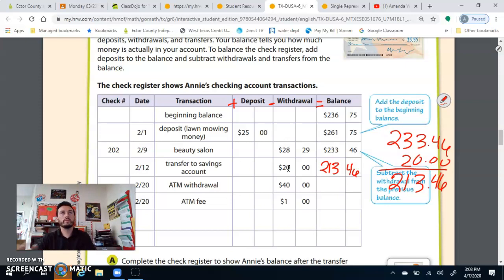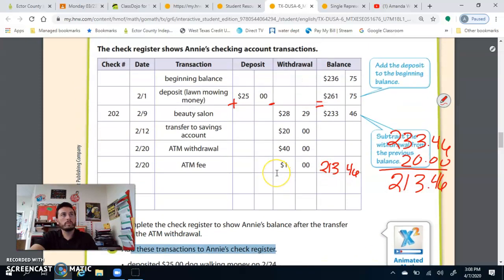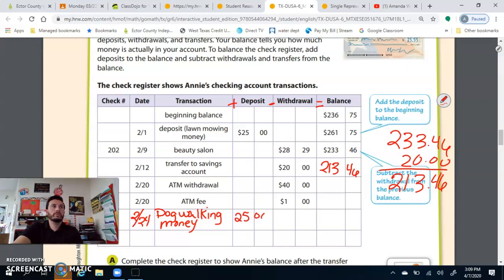Now, look down at letter B. It wants us to deposit $25 on 2/24, so you have to put the date. We put the date here, 2/24, for dog walking. This is dog walking money, so that's money you made. Are we going to add it or subtract it? We're going to add it. So we're going to add $25 in here.